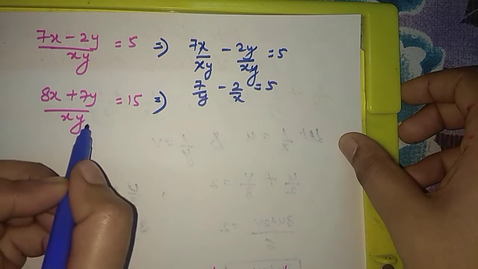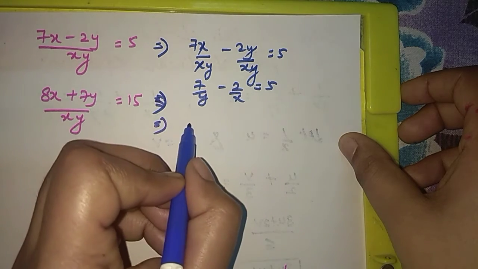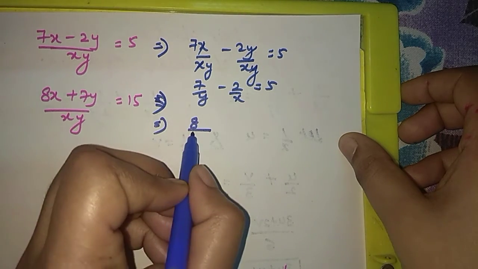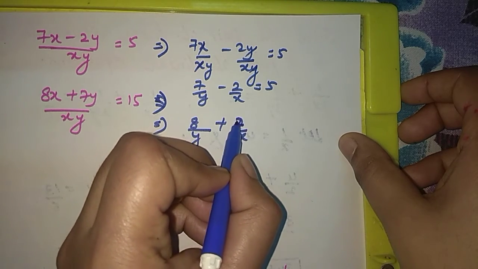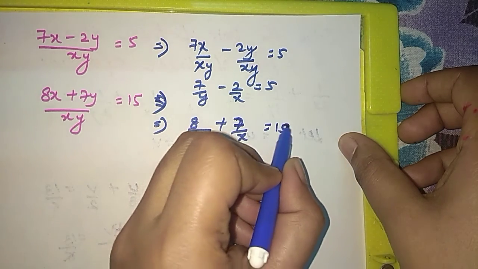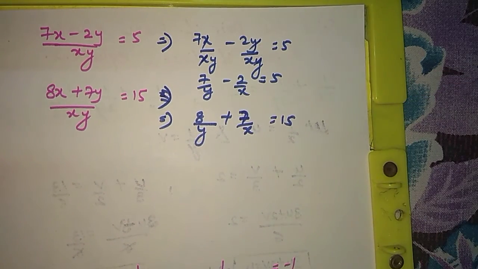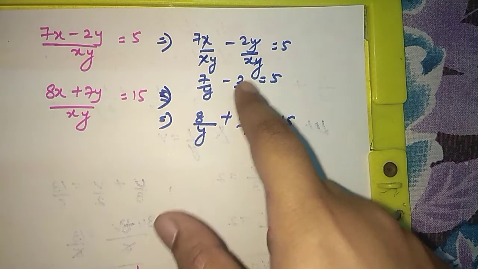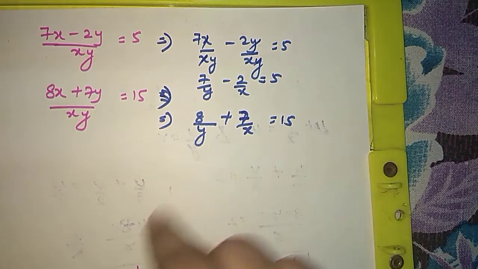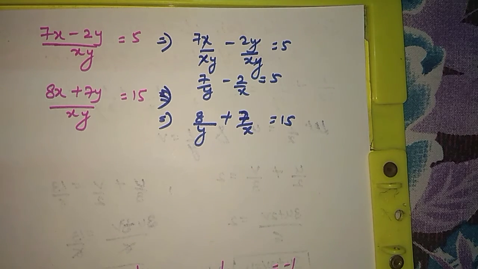So from the second equation, similarly we have 8 upon y plus 7 upon x is equals to 15. So it becomes the same question as we have done earlier. Here we have to suppose 1 upon y as u or v and 1 upon x as u or v. You can suppose any of the variable, and similarly in this, and we can solve it again.